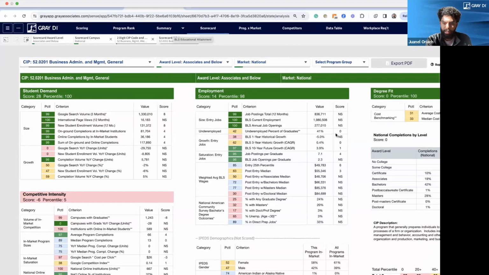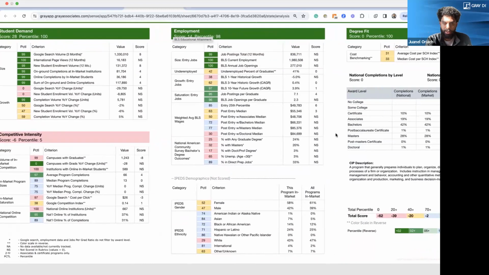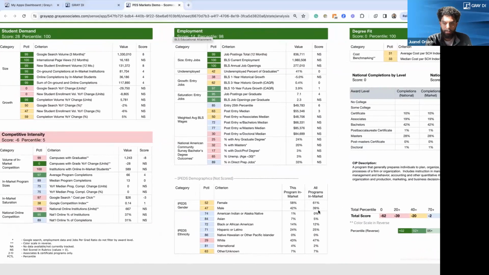Any questions or anything that I didn't highlight here that I should have? Wages might be good to look at. They're pretty good. At or above average, right? Yeah, we're seeing decent wages here.